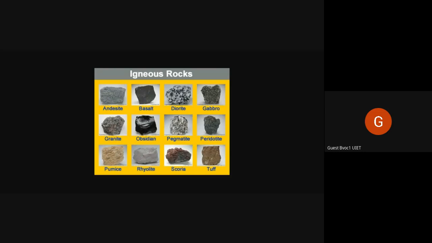Then you have all these other rocks that are not used for construction, but of these, I'm pretty sure you must have heard of obsidian because it's used in jewelry, and pumice because it's used for exfoliation. Then you have sedimentary rocks.